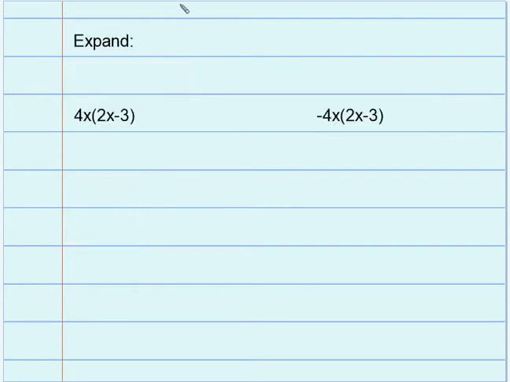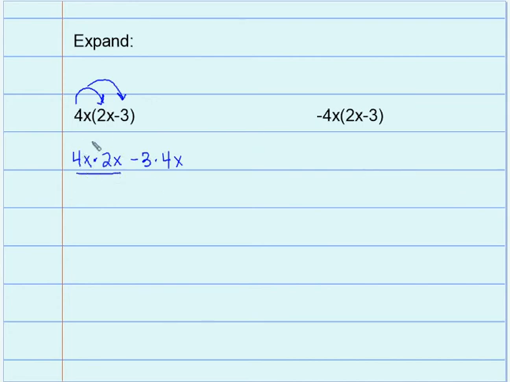Okay, last thing for you here today, we need to expand. And remember that this illustrates the distributive property, so you're going to multiply that factor on the outside to both terms on the inside. So this is really 4x times 2x, and then minus 3 times 4x. Okay, I just wrote that backwards so it's a little clearer.